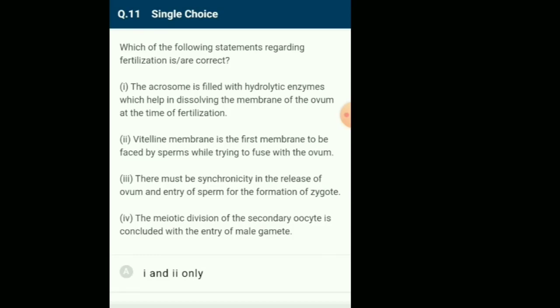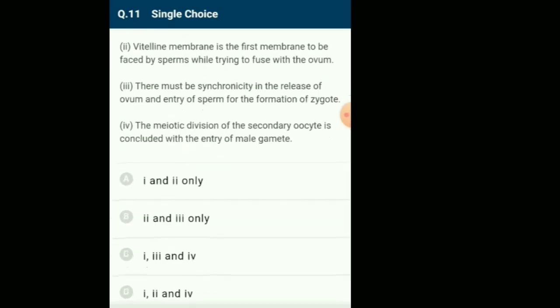So the answer for this question is option C. From the given four statements, statements 1, 3 and 4 are correctly given.